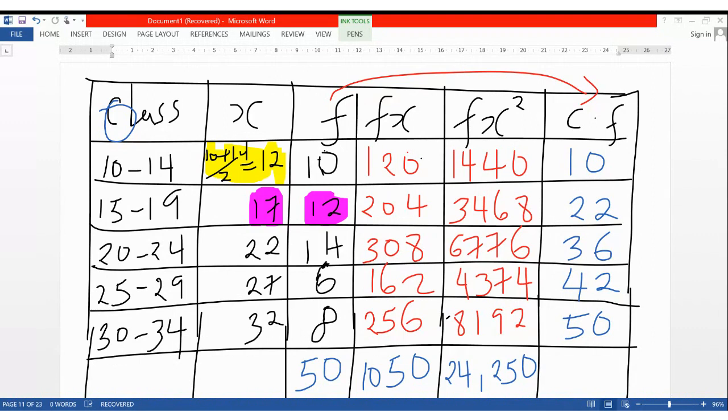So, meaning that x is the only one that is squared. The f is not squared. Yes, this one here. The one that I've marked with the purple there is the only one that is squared.